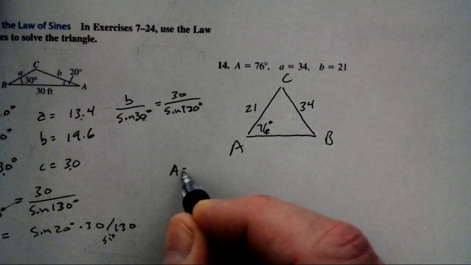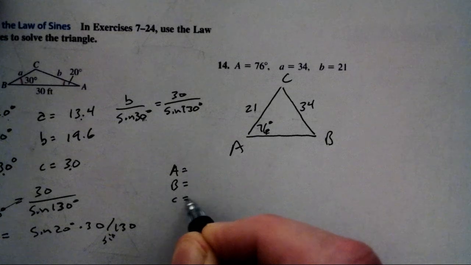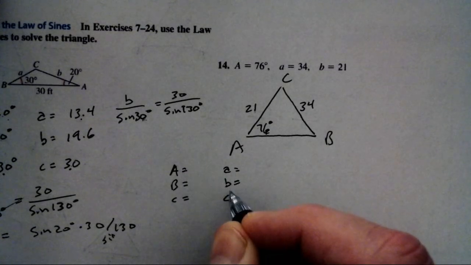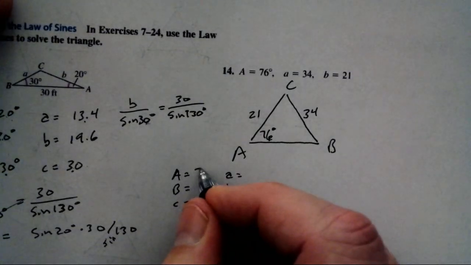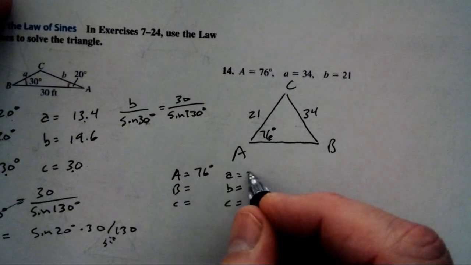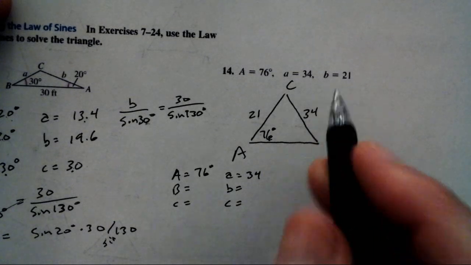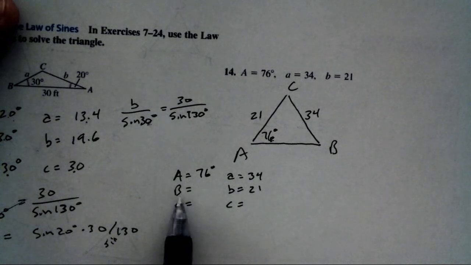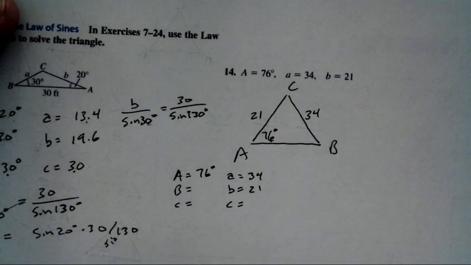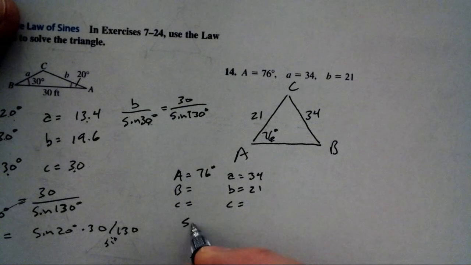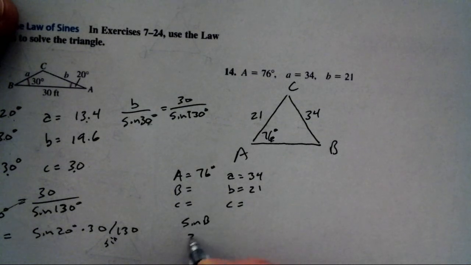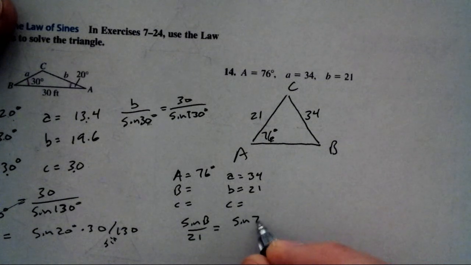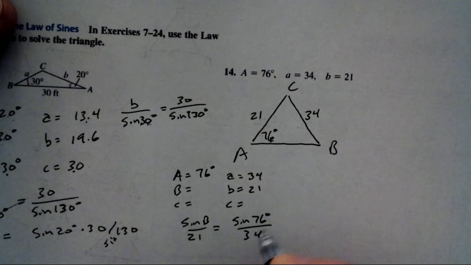So A equals, B equals, C equals, angle A equals, angle B equals, angle C equals, side A, side B, side C equals. Angle A is 76 degrees, side A is 34, side B is 21, which allows me to find sine of angle B, hopefully. Well, let's see. So that is sine of angle B on 21 equals sine of 76 on 34. Now let's solve for B.